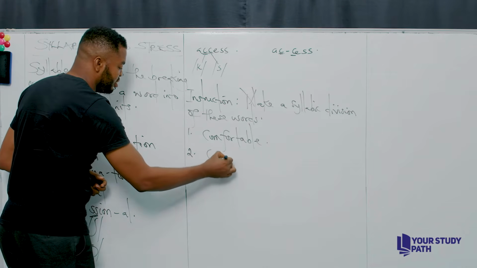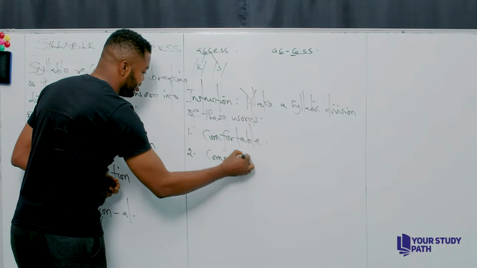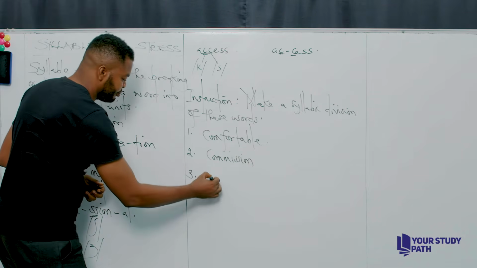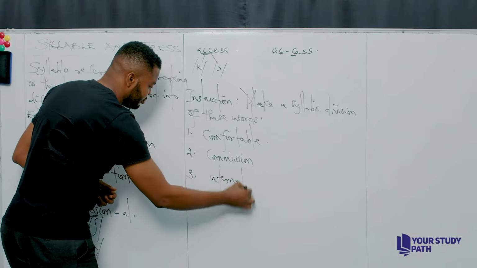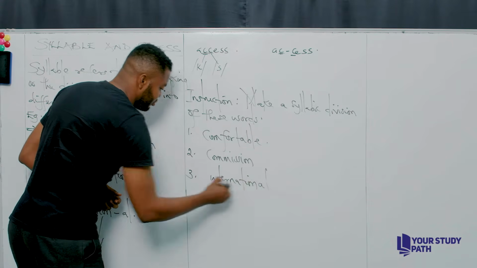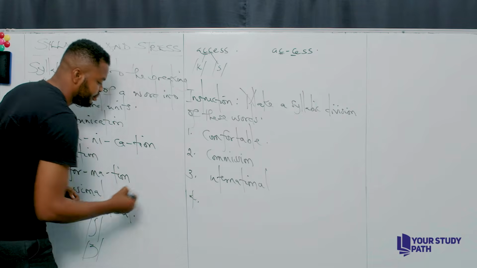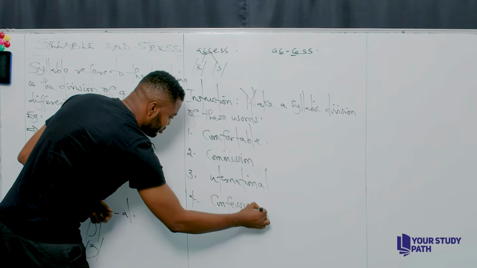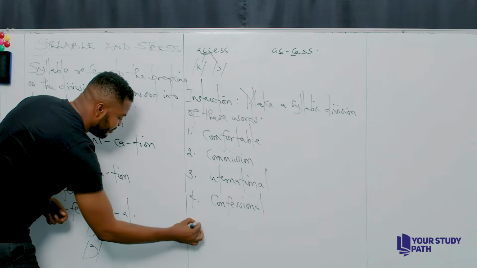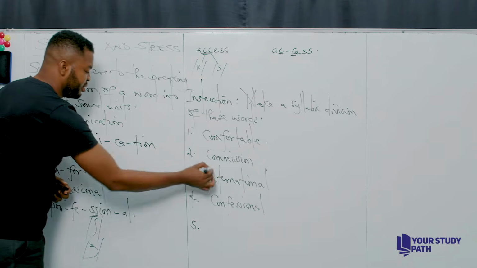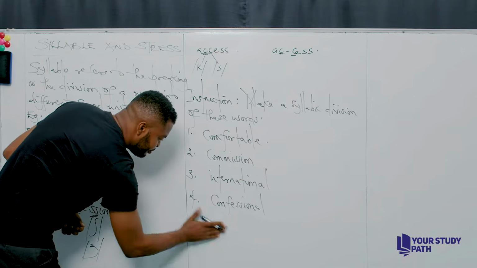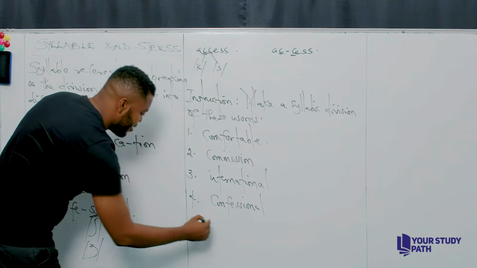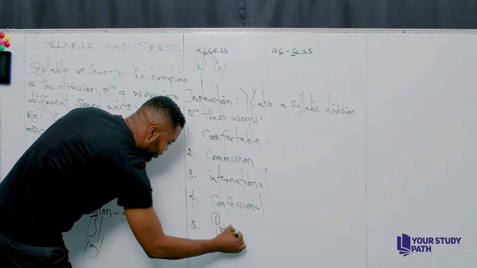2. Then 3. Then 4. And 5, which is the last word. Let me give you profitable. Let me pronounce that.